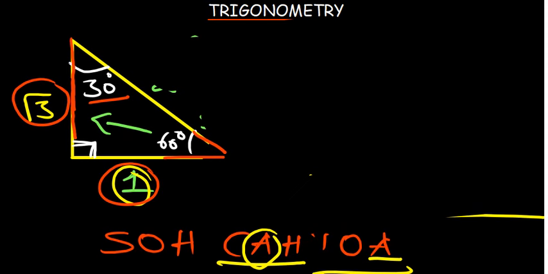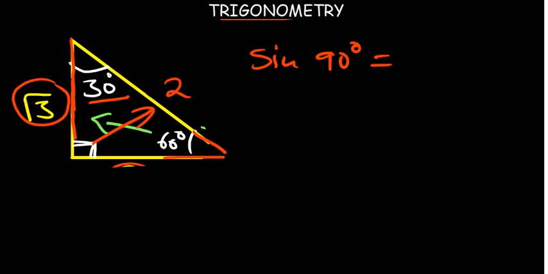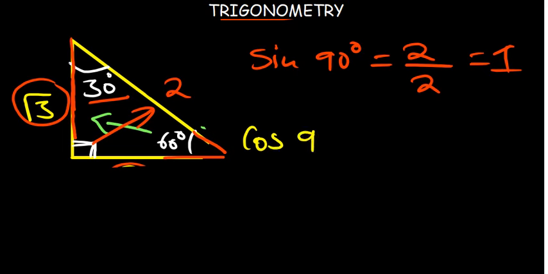Of course, you can talk about 90 as well. Look at the angle 90 itself. If you look at 90, the opposite is the hypotenuse. So when you say sine 90, what's the opposite? The opposite is a 2 itself. And then what is the hypotenuse? Still a 2. So sine 90 is basically equivalent to a 1. What about if you say cos of 90? Cos 90 is equivalent to what?